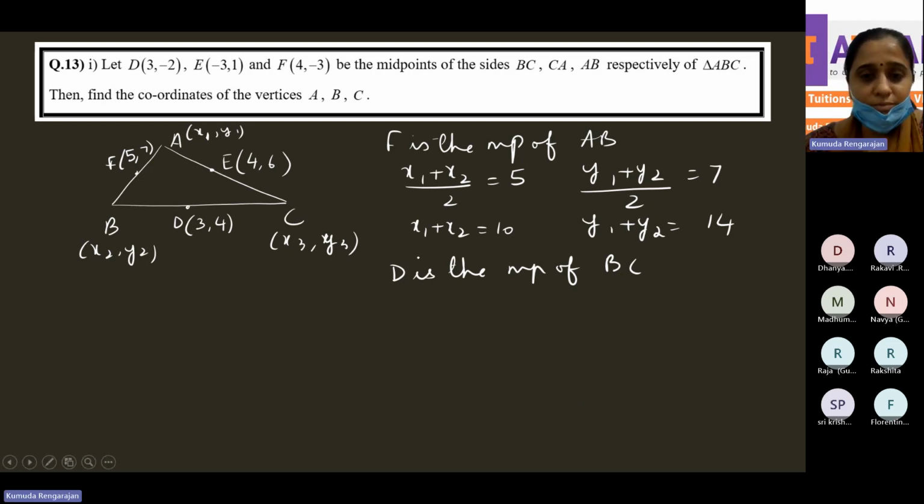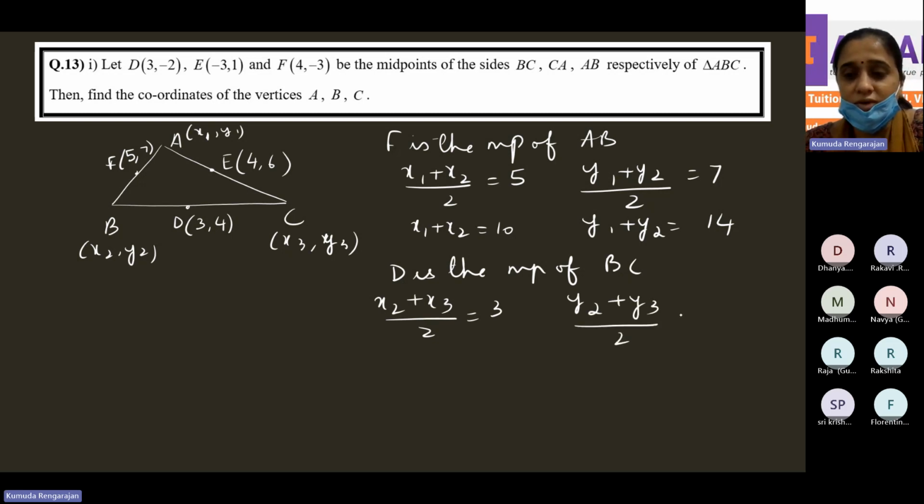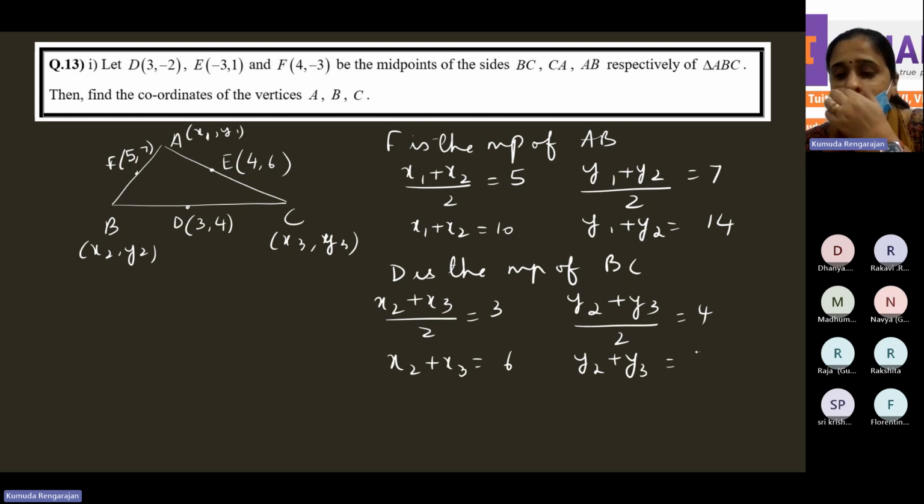D is the midpoint of BC. So what do we have? (x2 plus x3) by 2 is equal to 3 and (y2 plus y3) by 2 is equal to 4. So you have x2 plus x3 is equal to 6 and y2 plus y3 is equal to 8.